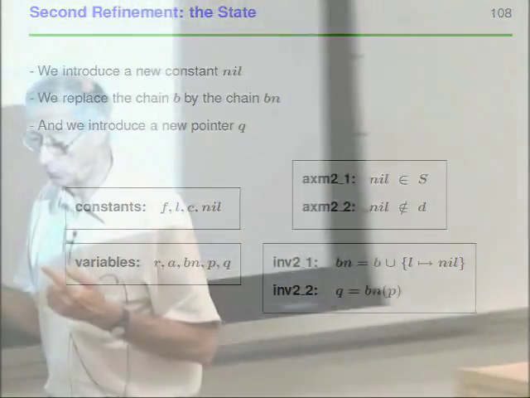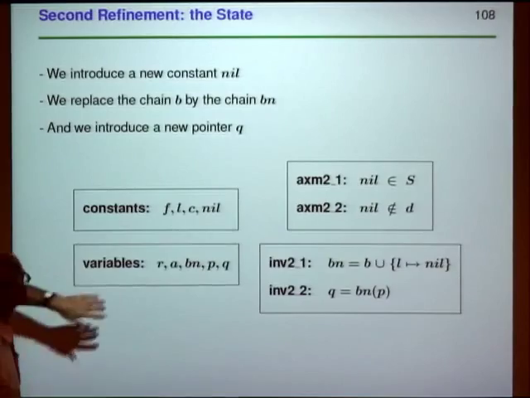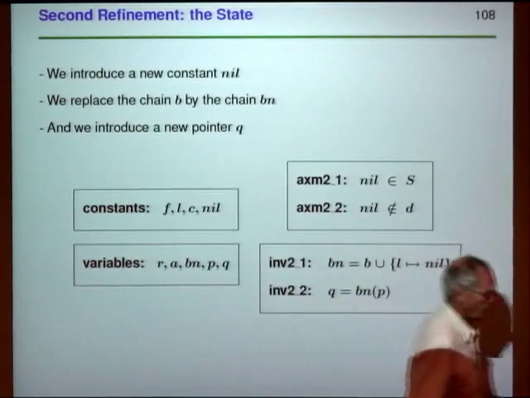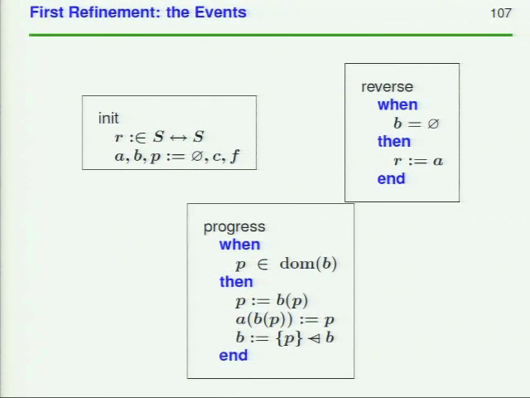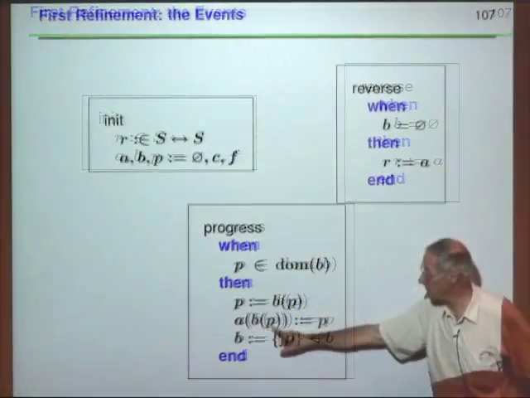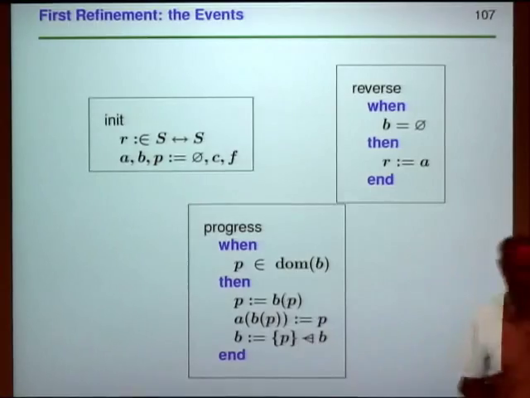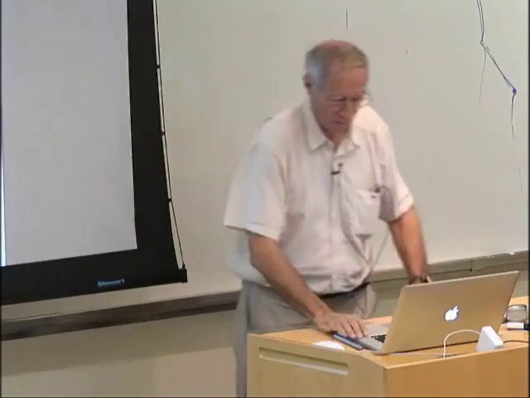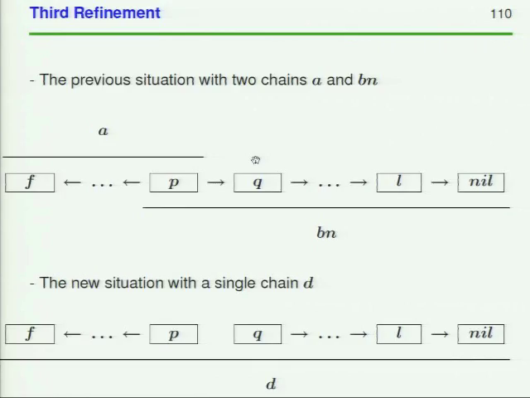Second refinement, we are going to introduce nil, which is a special node at the end of the chain B that we add to it. And we also introduce a second pointer, which is Bn of P. The reason for this is that here you see B of P and B of P. So we are going to have a second pointer equal to this. And B now has been changed to Bn, because we have added nil at the end of it. So this is what is written.